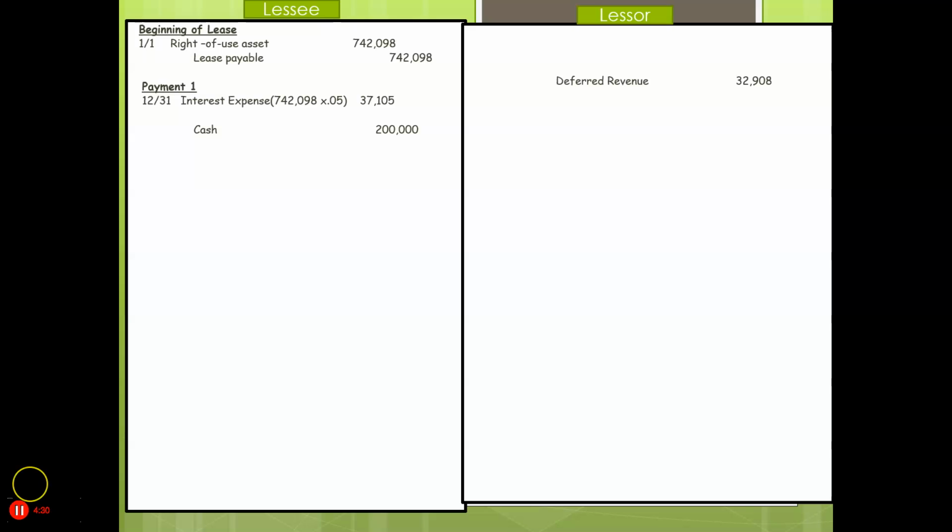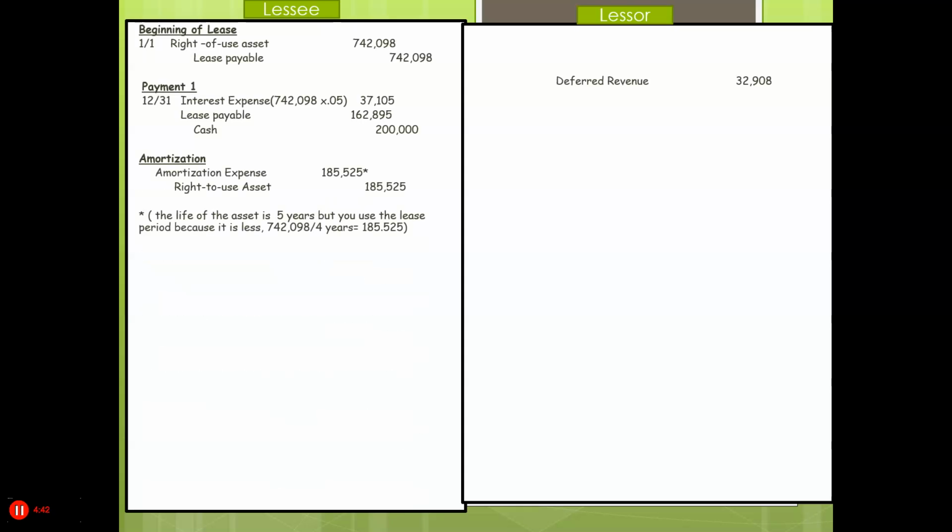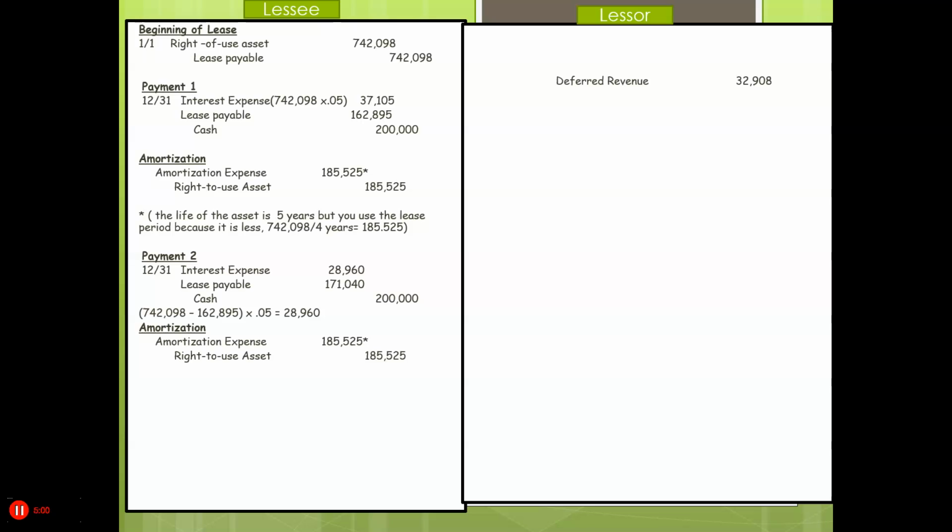Interest would be the balance in the account, or actually the balance in the lease payable account, and lease payable. And we would amortize the right of use, which would be the $742,098 at the end of the year divided by 4. Second payment. Now, if you notice, the interest rate has gone down, more goes toward the lease payable, and we amortize. And here would be our third payment.